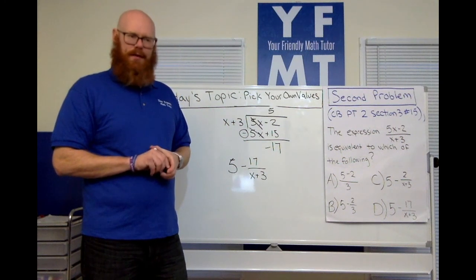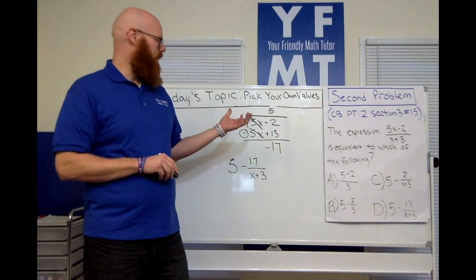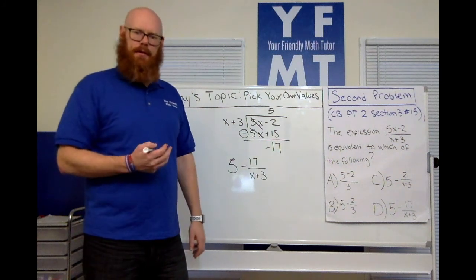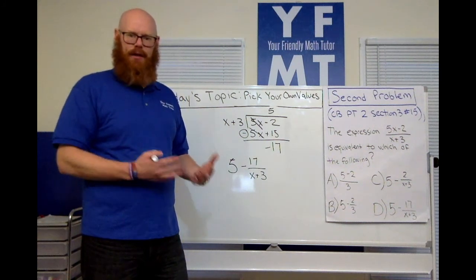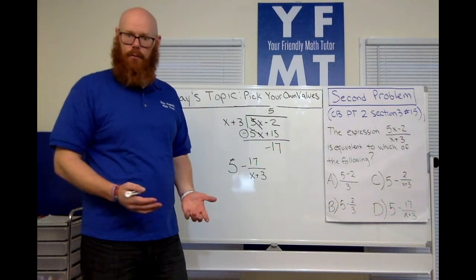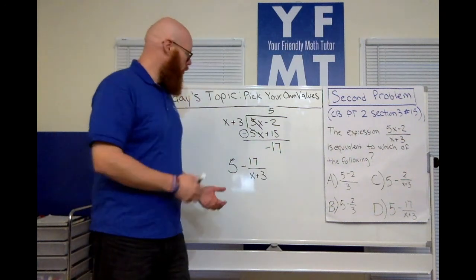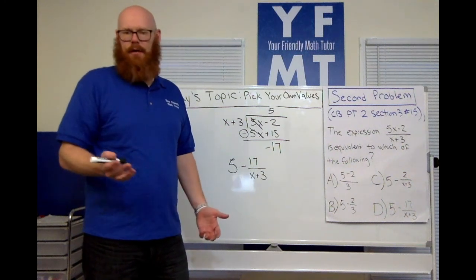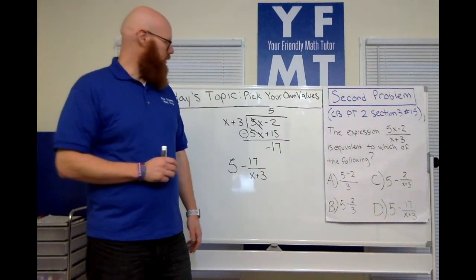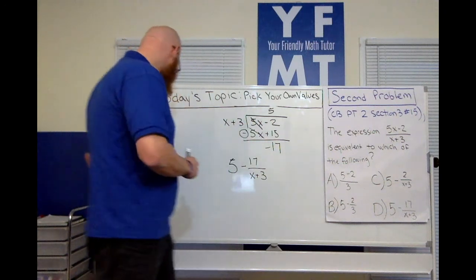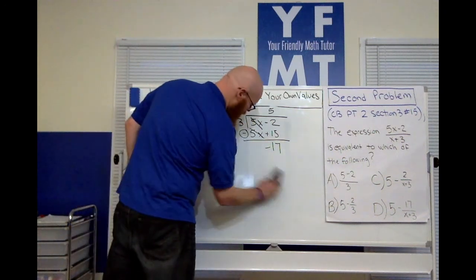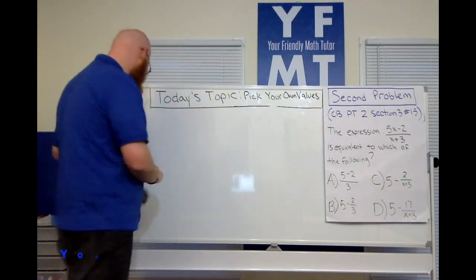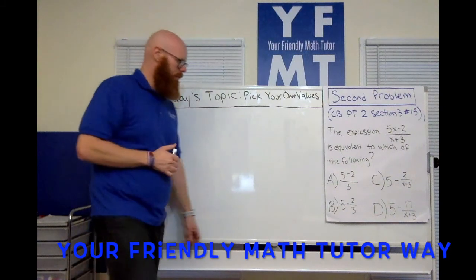Not always is it that your friendly math tutor way is going to be quicker, but it's going to be that thing that you can have in case you forget the concept from school. So the whole point of this problem is, well, this long division is something that you may have done for like a week and then you haven't done it in a year or two. All right. So let's say we forgot how to do that. There's a really simple way by picking your own values here that we can do this problem. So your friendly math tutor way would be this.